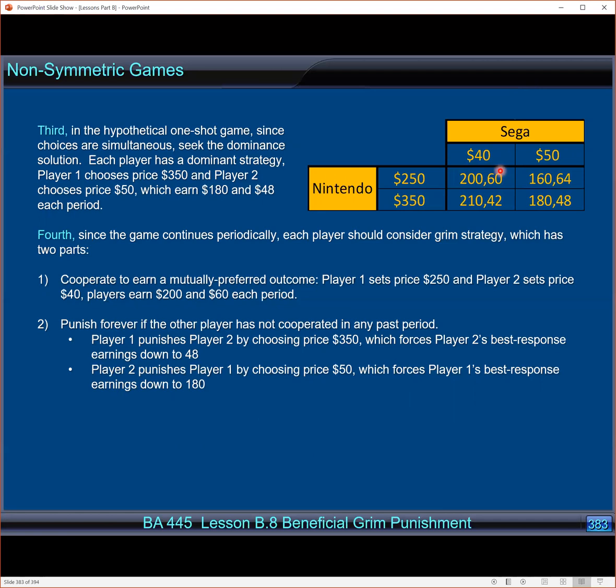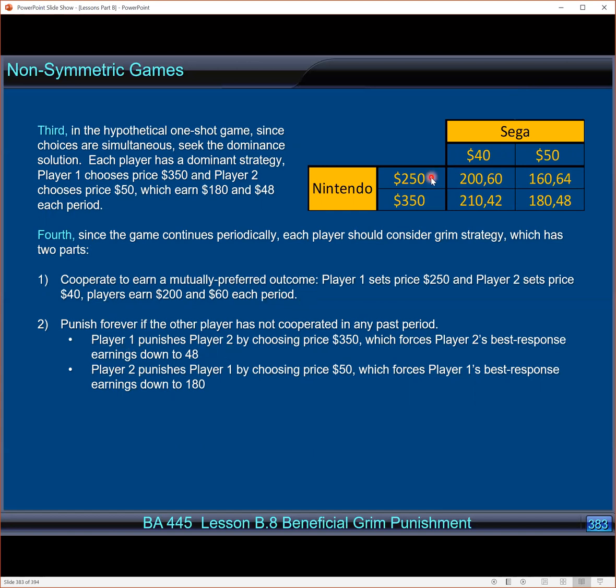So try the Grim strategy. The Grim strategy has you cooperating as long as the other player cooperates. But if they ever cheat you, then you punish them eternally as much as you can. How would player 1 punish player 2?